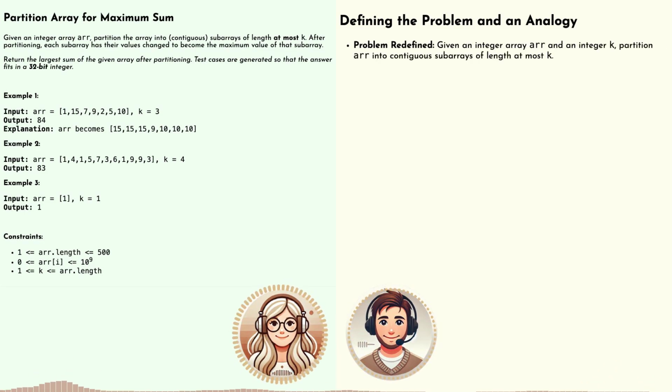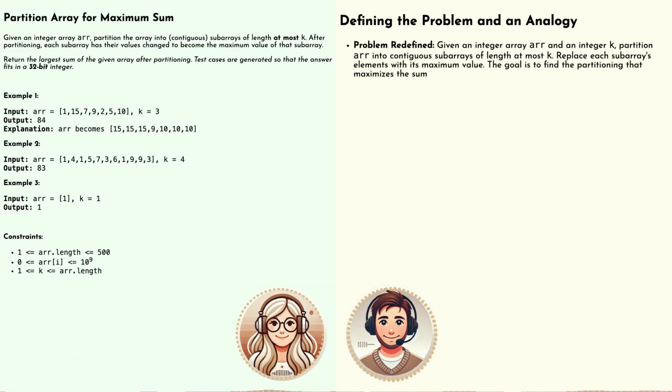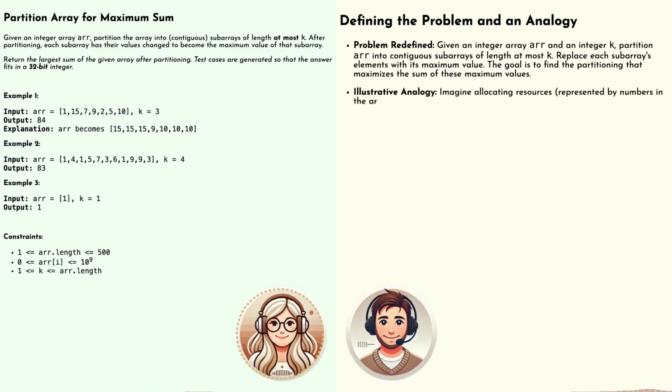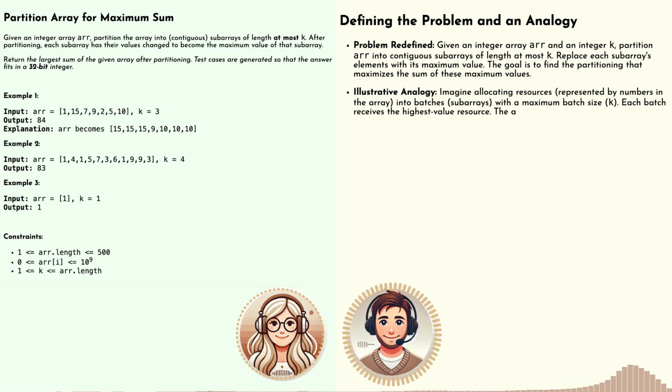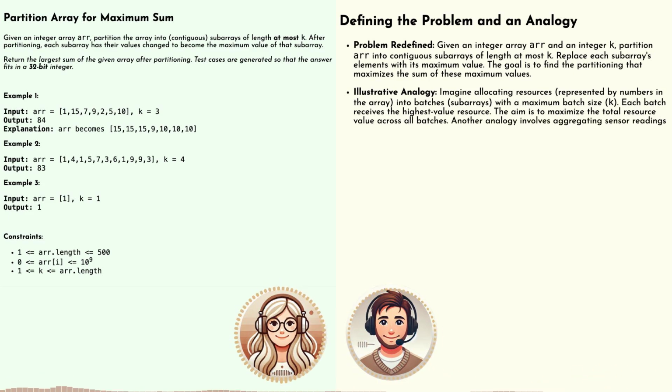So it's called Partition Array for Maximum Sum, and it's a real brain teaser. What's really cool about it is how it blends array manipulation with optimization. You're given an array, basically a list of numbers, and you need to split it up into smaller chunks, or subarrays. So we're chopping up our list of numbers into bite-sized pieces.